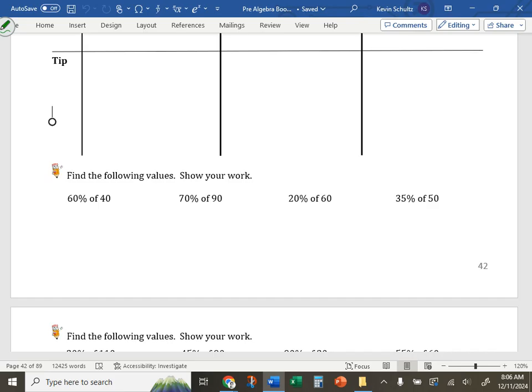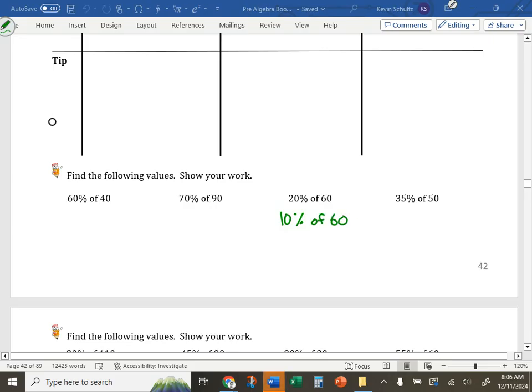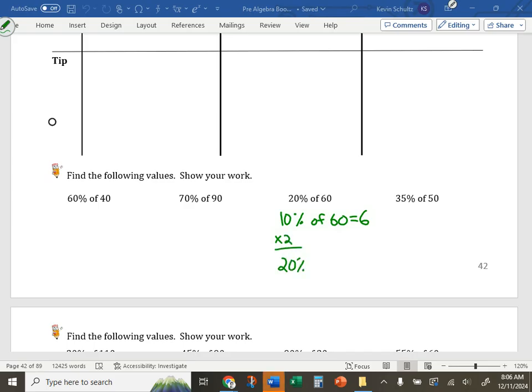So again, that first step, I don't know what 20% of 60 is off the top of my head, but I do know what 10% of 60 is. Because if that's asking what goes into 60 10 times, what is it? 6, right? 10% of 60 equals 6. But I don't want just 10%, I want 20%. So if I double my 10% to get to 20%, I double the 6, and that gives me 12. 20% of 60 equals 12.